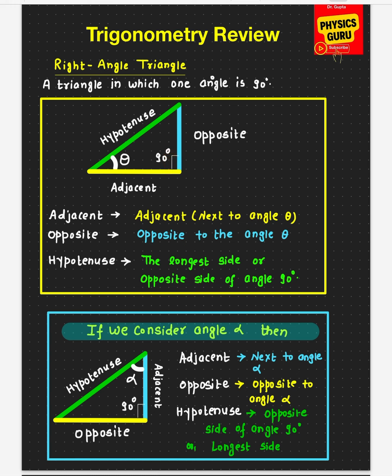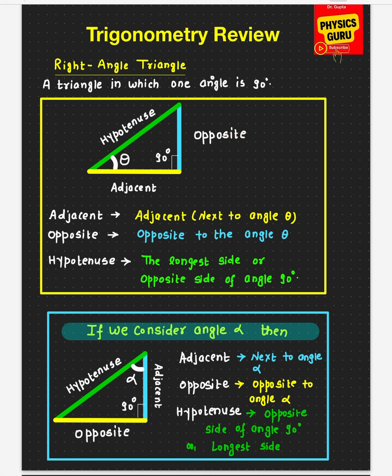So for example, this is a right angle triangle because one angle is 90 degrees. And in any triangle, the sum of all the angles is 180 degrees. If one angle is 90 degrees, that means if I add this angle and this angle, the sum must be 90 degrees.